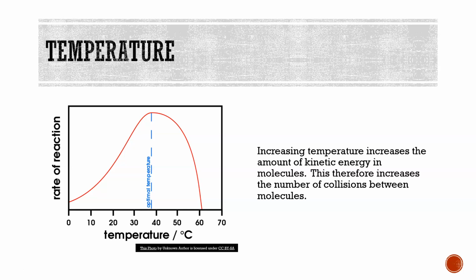And you can see this graph here showing the rate of reaction up the side, so up the vertical axis, and the temperature along the horizontal axis. And as the temperature increases, the rate of reaction increases until that optimum temperature, and then the rate of reaction starts to decrease.